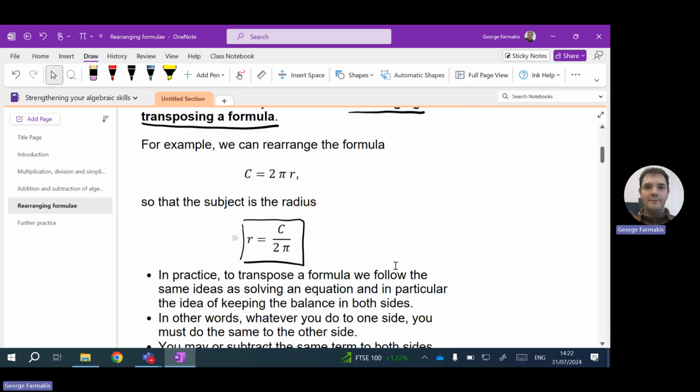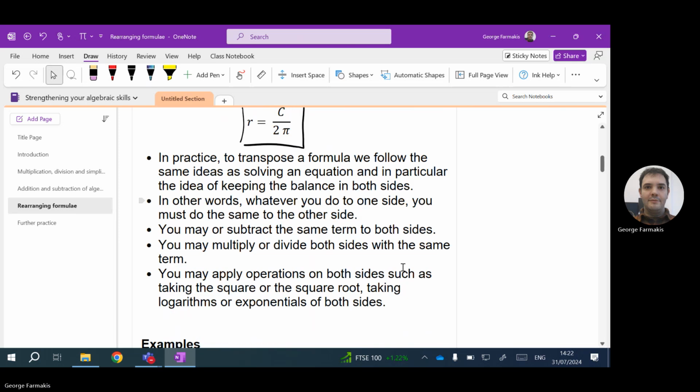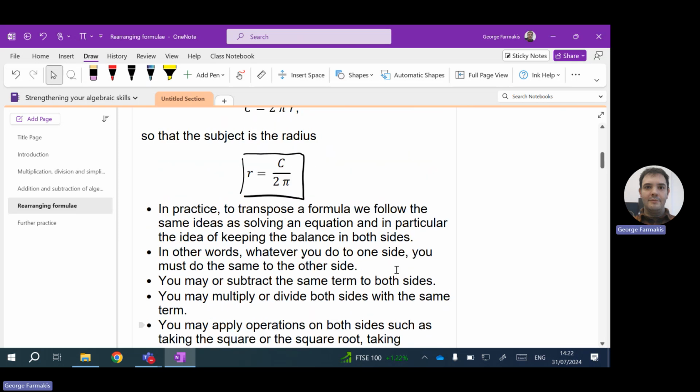How can we transpose a formula? Again, we follow the same ideas as solving an equation. So we need to solve for a new variable, for r. What we should keep in mind is that whatever you do to one side of the equation, you do to the other side, in order to keep the balance.